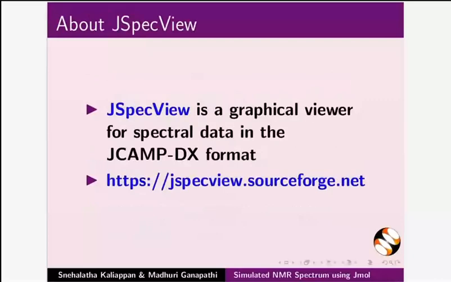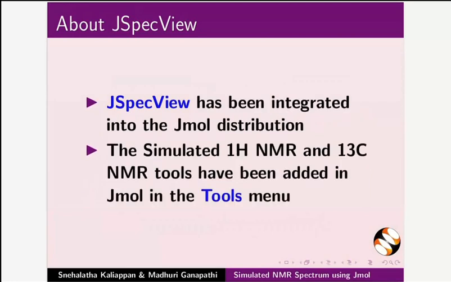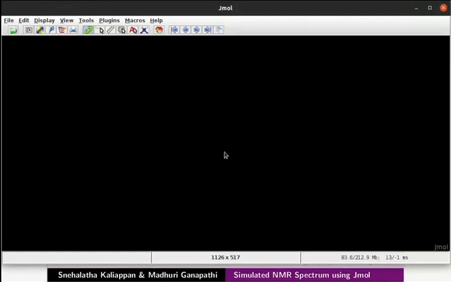JSpecView is a graphical viewer for spectral data in the JCAMP-DX format. Here is the link for more information on JSpecView. JSpecView has been integrated into the JMOL distribution. The simulated proton and carbon-13 NMR tools have been added in JMOL in the Tools menu. Here I have opened the JMOL interface.